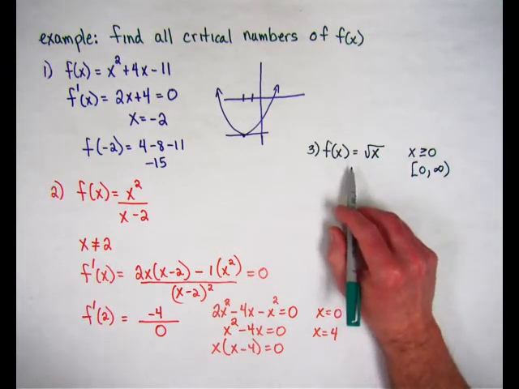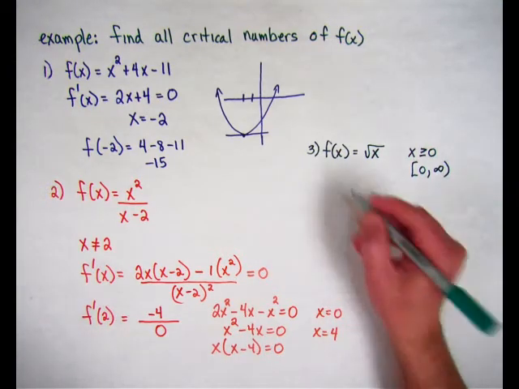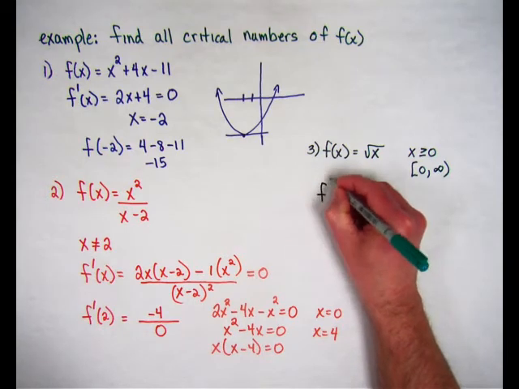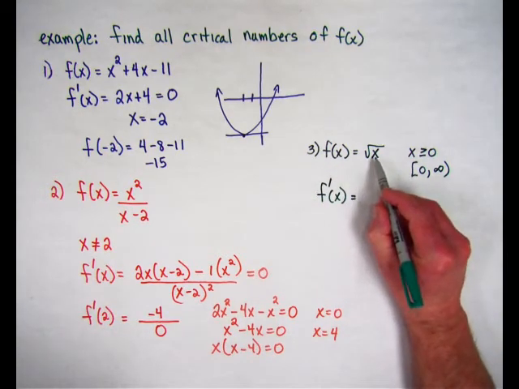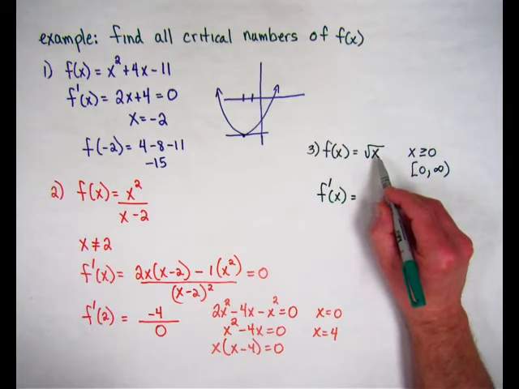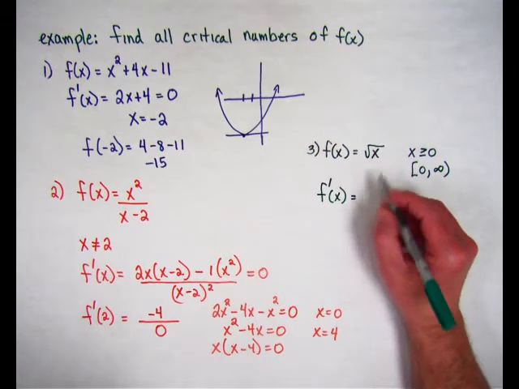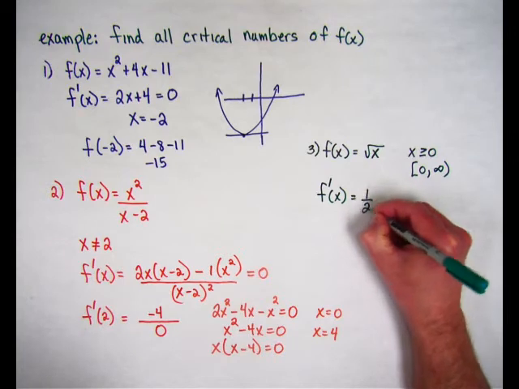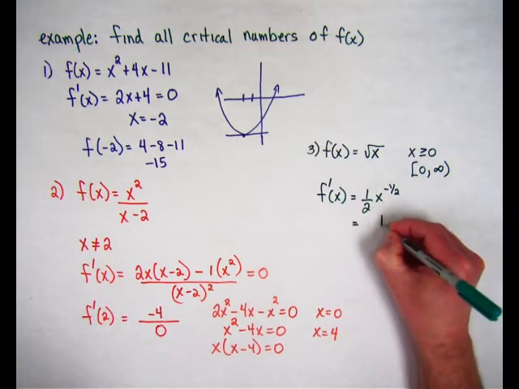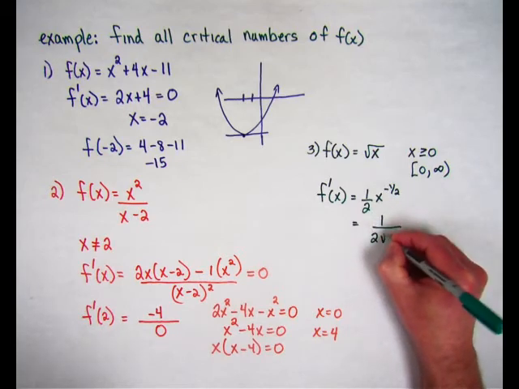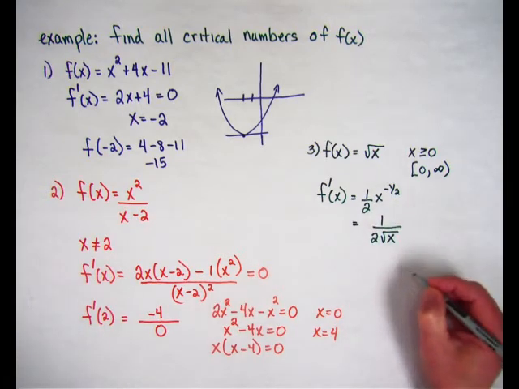And the question's asking for critical numbers. So we take the derivative, f prime. Now recall, if you want to take the derivative of a root, you have to change it to an exponent. So this would be x to the 1/2. So the derivative would be 1/2 x to the minus 1/2, which would be 1 over 2 root x.